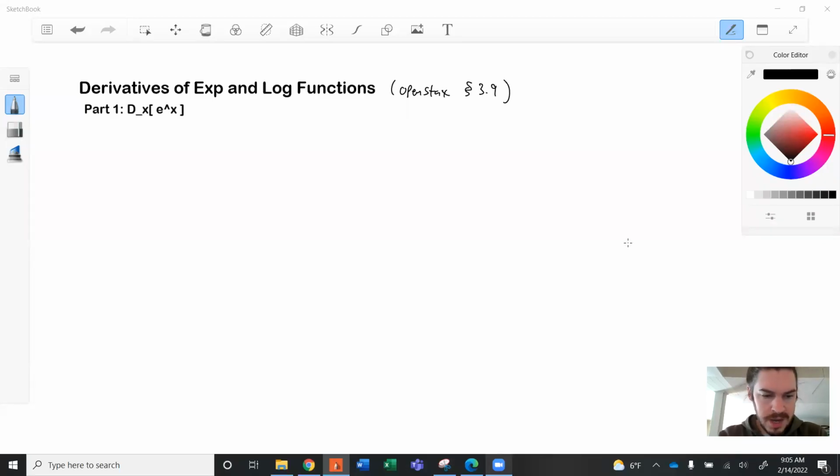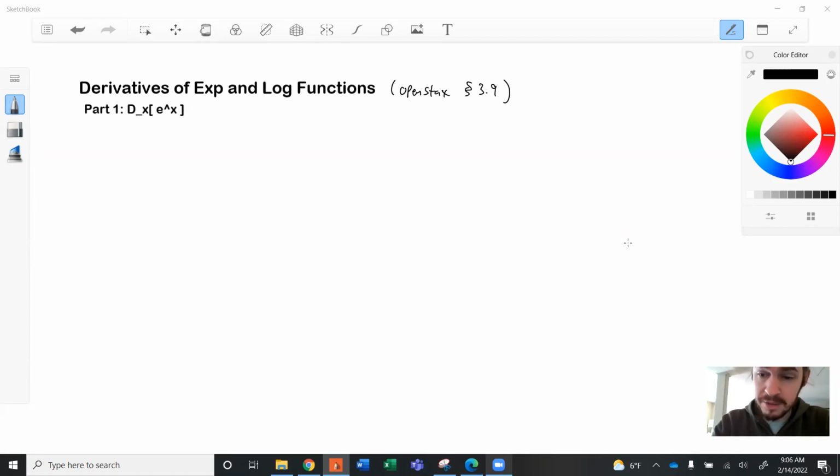All right. This is in the open textbook. This is section 3.9. So this video is about the derivative of the power e to the x.